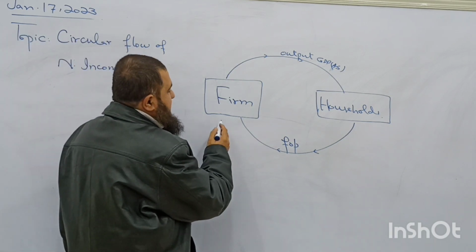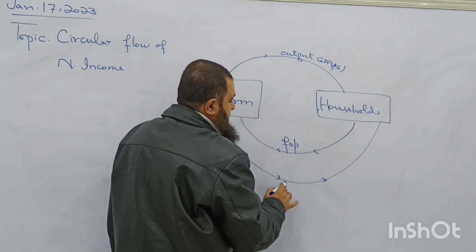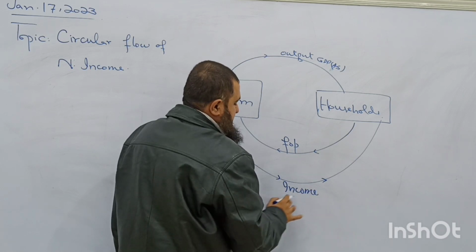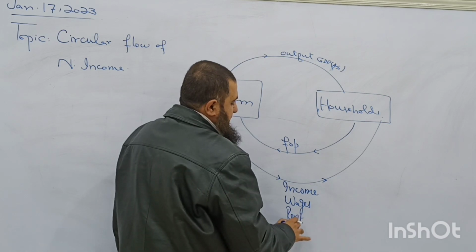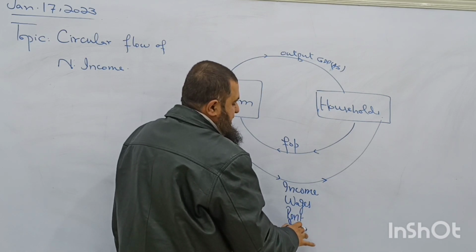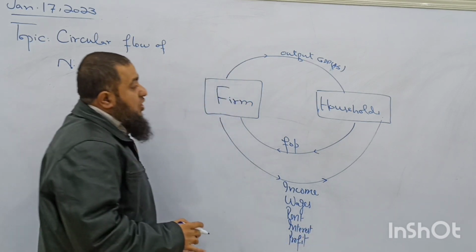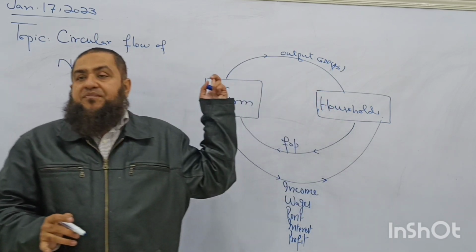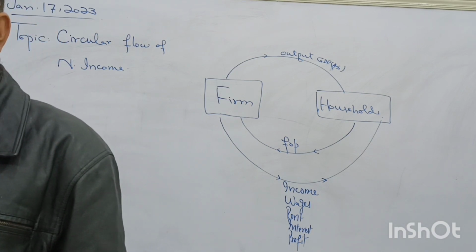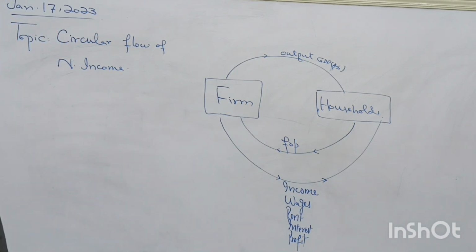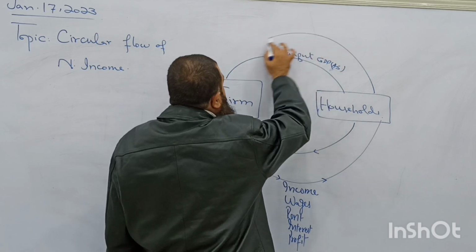Now these factors of production will be paid income. What is their income? Workers are paid wages, rent and interest go to the capital owner, and profit goes to the entrepreneur. So all these incomes are going to the households from the firm. Actually, the income of the household is the expenditure of the firm, and where will this income be spent? In order to buy the output produced by the firms.